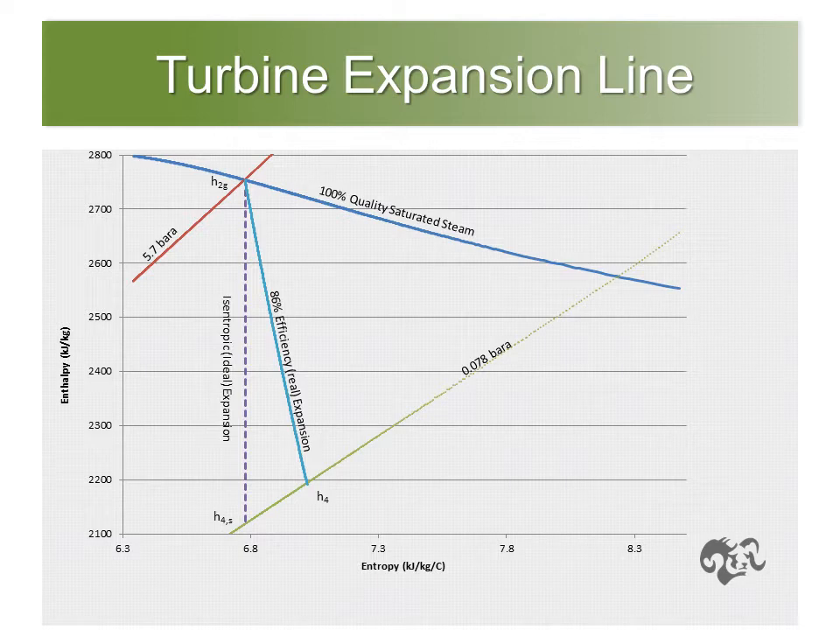On this entropy diagram, I've plotted the 100% quality saturated steam line plus two constant pressure lines. The 5.7 bar A line represents the separator pressure. The 0.078 bar A line represents the condenser pressure. The vertical line that runs from the intersection of the saturated steam pressure line and the separator pressure line down to the condenser back pressure represents the idealized 100% efficiency turbine expansion, while this line next to it represents a more realistic 86% efficiency turbine expansion.